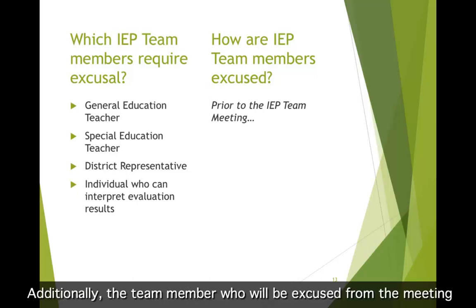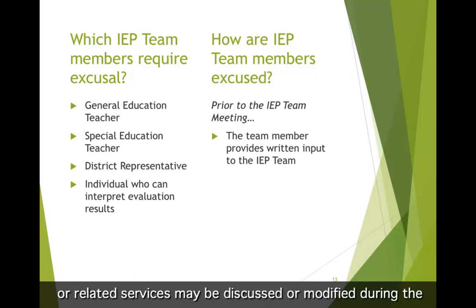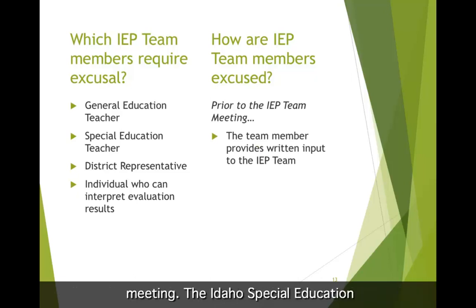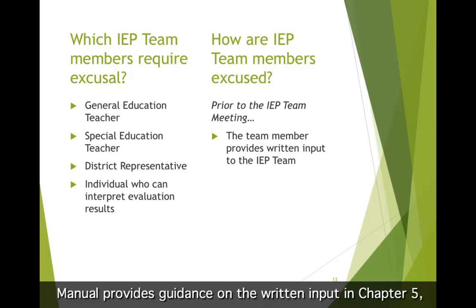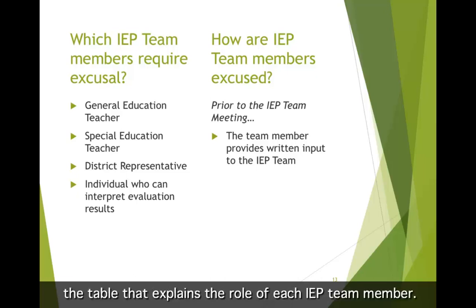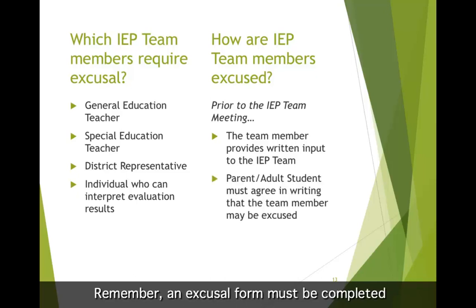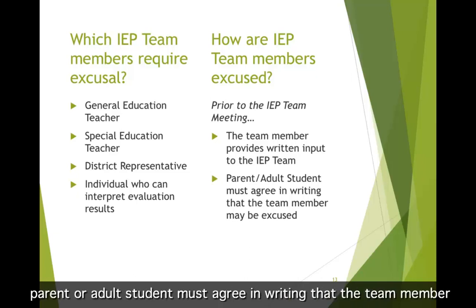Additionally, the team member who will be excused from the meeting will need to provide written input if their area of curriculum or related services may be discussed or modified during the meeting. The Idaho Special Education Manual provides guidance on the written input in Chapter 5, Section 1, Part D, after the table that explains the role of each IEP team member. Remember, an excusal form must be completed before the meeting begins, and the parent or adult student must agree in writing that the team member may be excused.